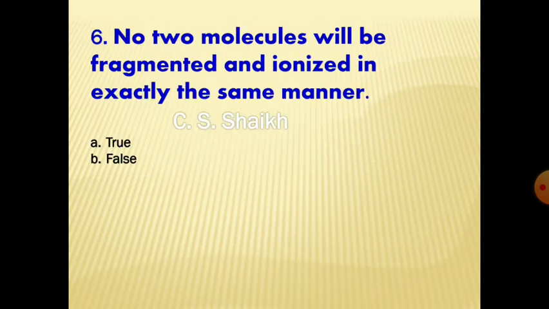Sixth question is, no two molecules will be fragmented and ionized in exactly the same manner. Is it true or is it false? So the answer is true, it is never possible that two molecules get fragmented in the same way and also get ionized in the same way. It is not possible. So the statement is true.